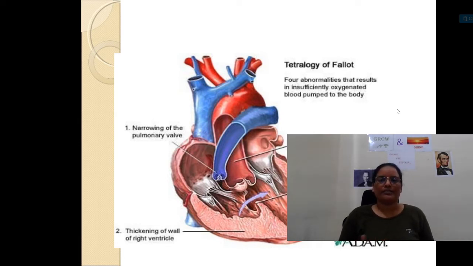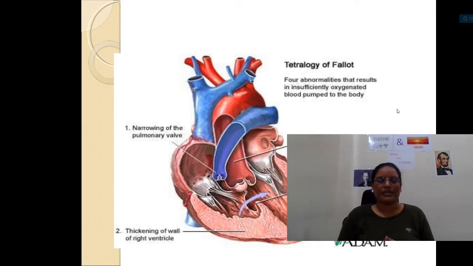Then the ventricular septal defect: there is an abnormal opening between both ventricles, and overriding of the aorta. What does it mean? Normally the aorta is connected to the left ventricle, but in tetralogy of Fallot the aorta is situated above the ventricular septal defect, so the aorta receives blood from the left ventricle as well as from the right ventricle.